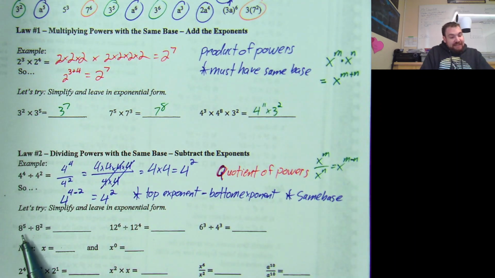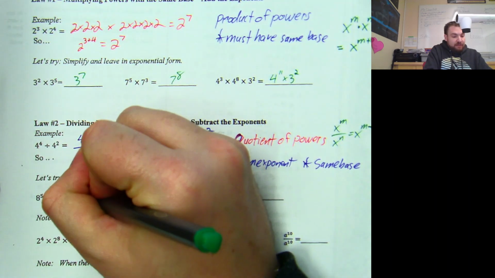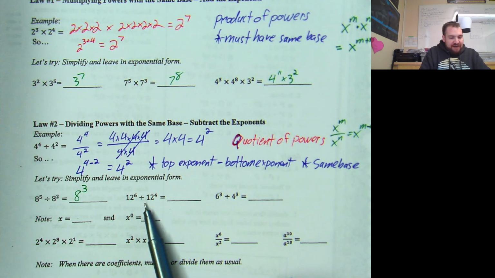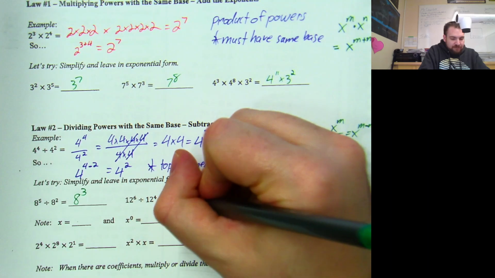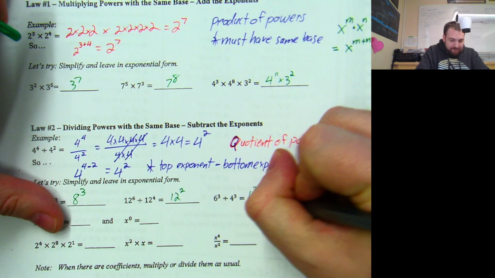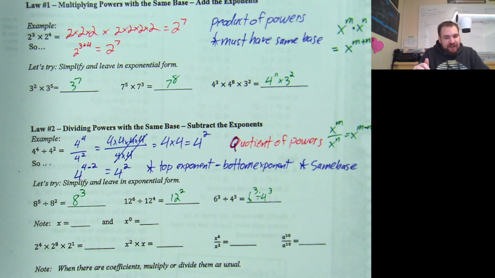So if I have something like 8 to the 5 divided by 8 squared, what's that going to be in exponential form? Simplify it. It's going to be 8 to the 3, because 5 minus 2 is 3. When I've got 12 to the 6 divided by 12 to the 4, that's going to be 12 to the... Good. If I have 6 to the 3 divided by 4 to the 3, it's just going to be 6 to the 3 divided by 4 to the 3. I cannot make a simplification there because the bases are not the same. The words are important.